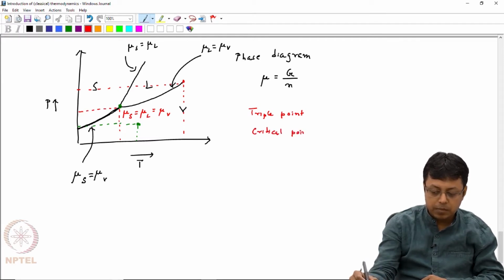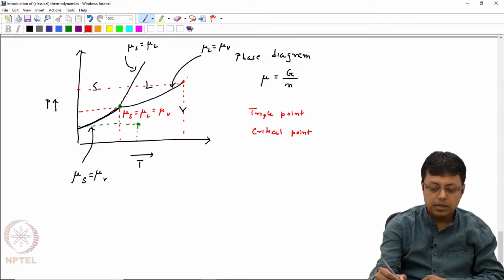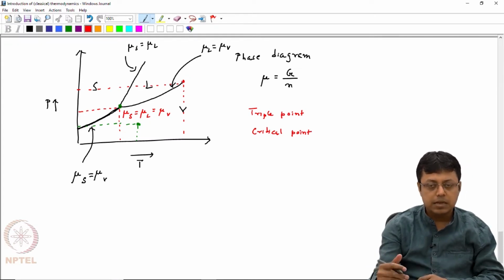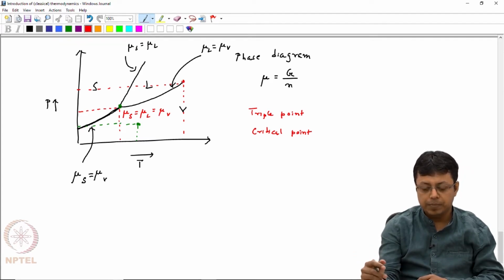So above the critical point you have actually a state which is known as a supercritical state. It behaves as a vapor-like state, but it is not a true vapor. It is neither vapor nor liquid, so it's called a supercritical liquid.